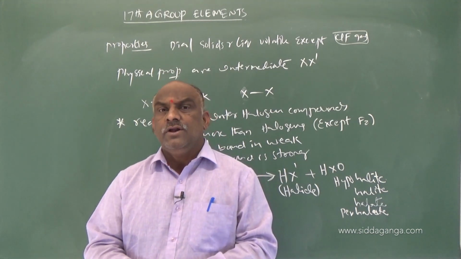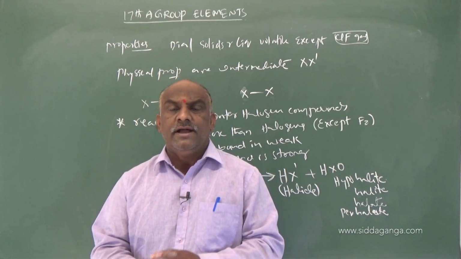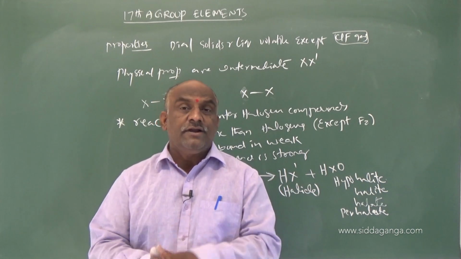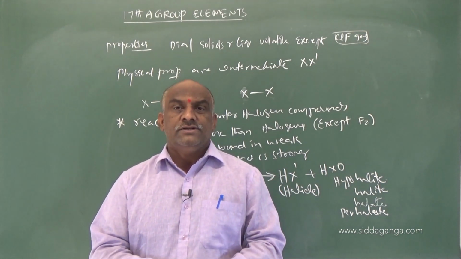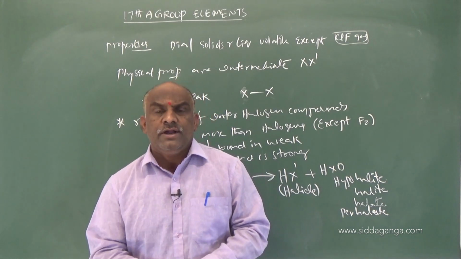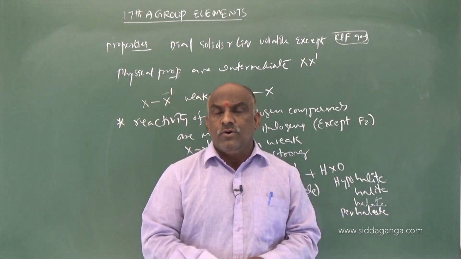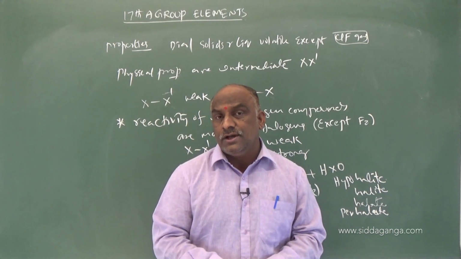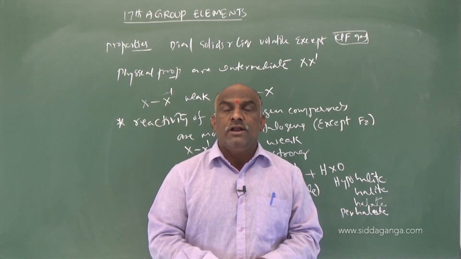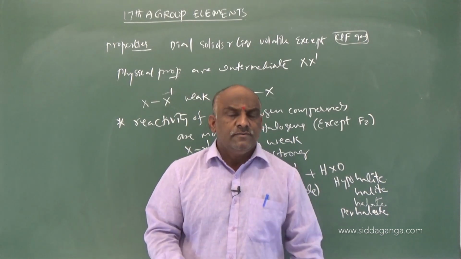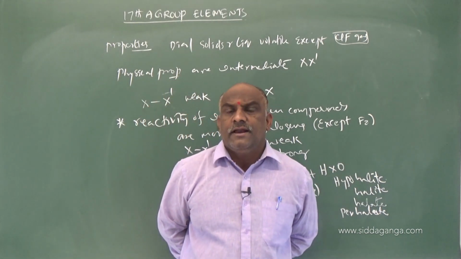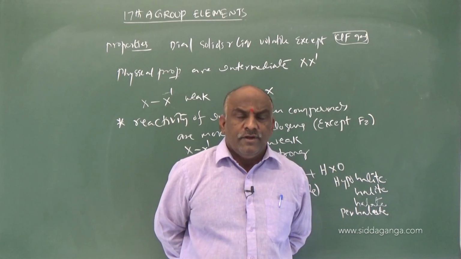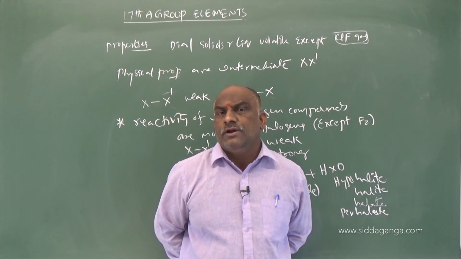The melting points and boiling points of interhalogen compounds are a little bit higher than halogens. Reactivity of interhalogen compounds is more than halogens except fluorine. Fluorine is more reactive than the interhalogens, due to its small size and high electronegativity. Clear? So this is regarding interhalogen compounds, and very important, you should make a note regarding this.